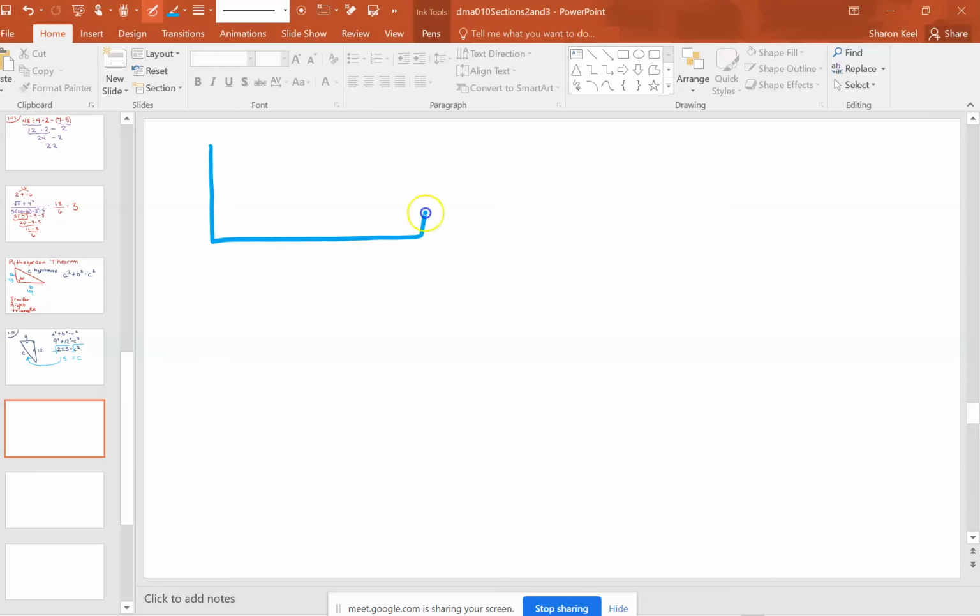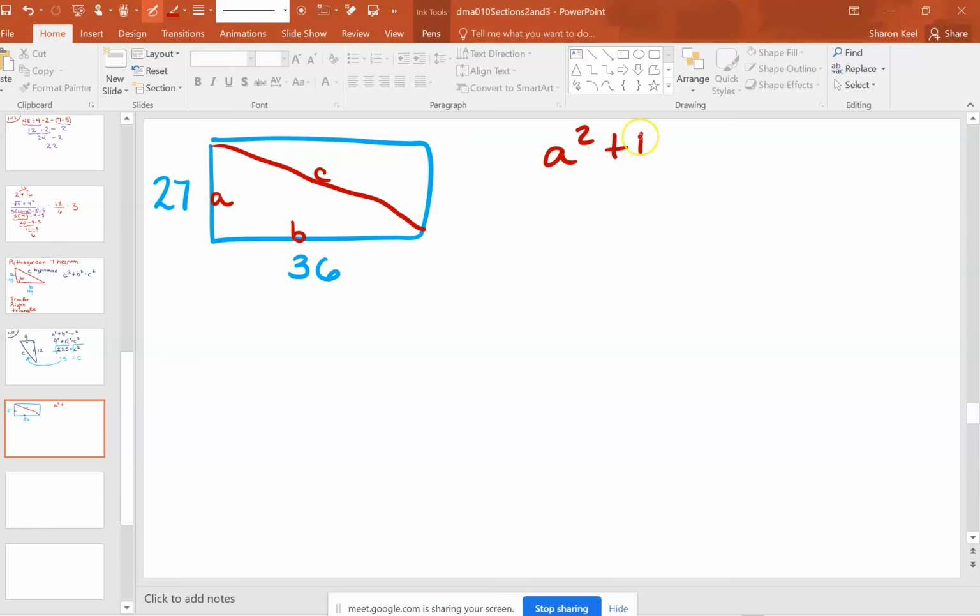So if we label this picture below and pretend I have a perfectly drawn rectangle, 27 is our dimension here, 36 is our dimension here. What we're trying to calculate is going to be the diagonal. So we're trying to calculate the C. So this is my A, this is my B. This wouldn't be a 36-inch TV. The measurement is based on the diagonal. So again, we're using the Pythagorean theorem. So we have 27 squared plus 36 squared equals C squared, okay?